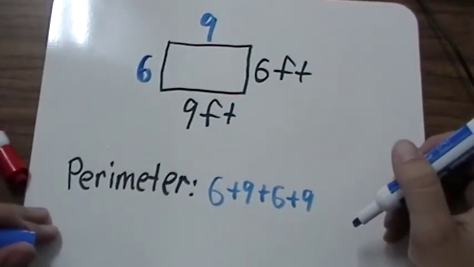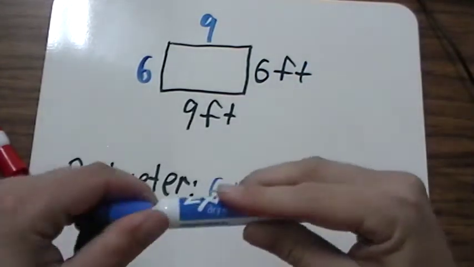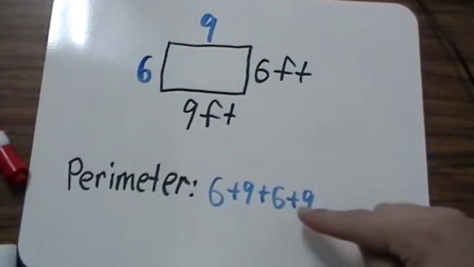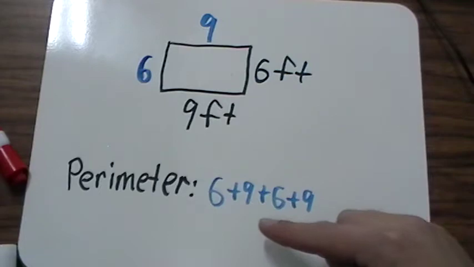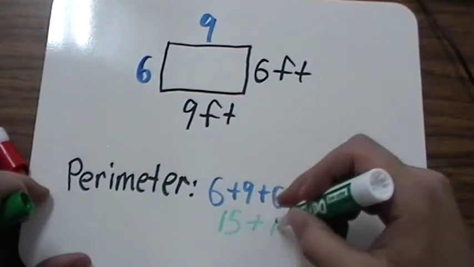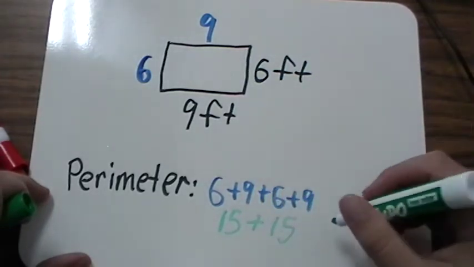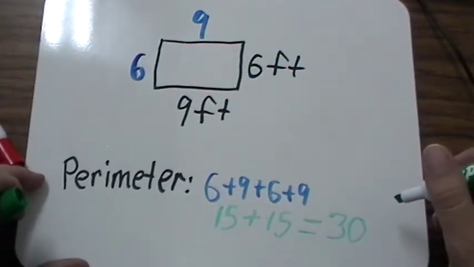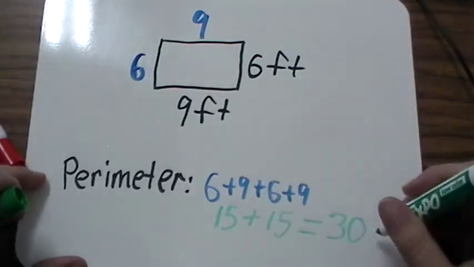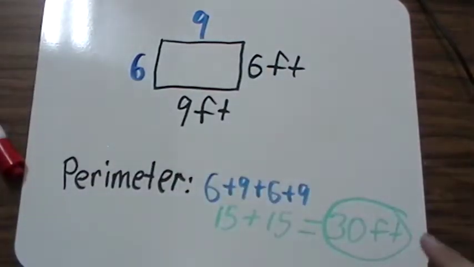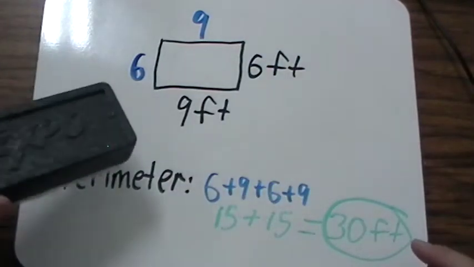Okay. Well, what's 6 plus 9? That's 15. Oh wait, 6 plus 9 again. That's also 15. So what's 15 plus 15? That gets me 30. All right, but here's the thing about perimeter. I need a label. What's the label? FT. That stands for feet. So the perimeter of my yard, if I'm going to build a fence, is 30 feet. So that means I have to buy 30 feet worth of fencing materials. That's perimeter.